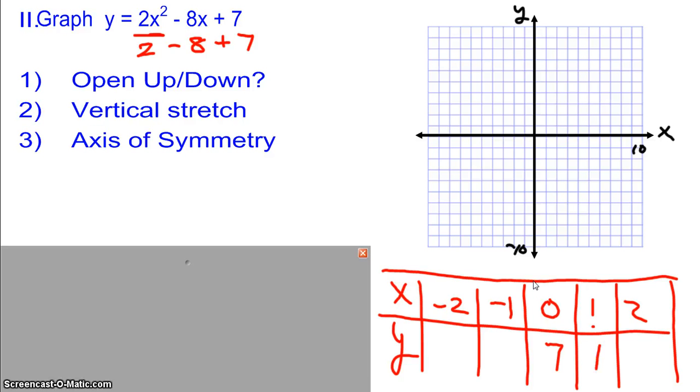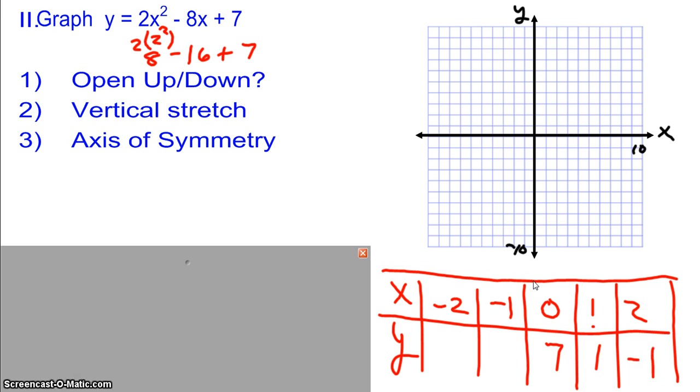Okay. How about if we plug in 2? Let's see, 2 here, 2 squared is 4 times 2 is 8 minus what? 16? What is 8 minus 16? Negative 8 plus 7.